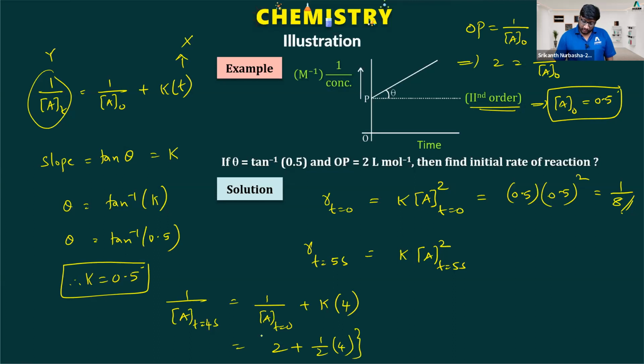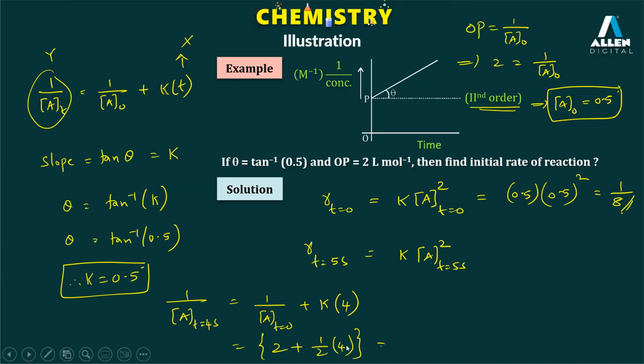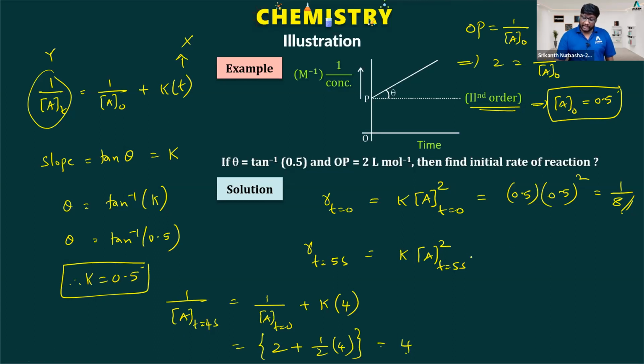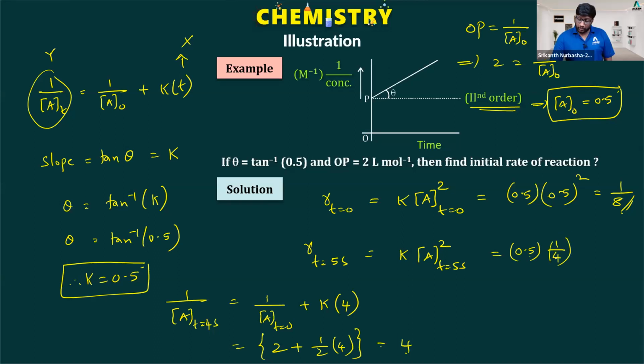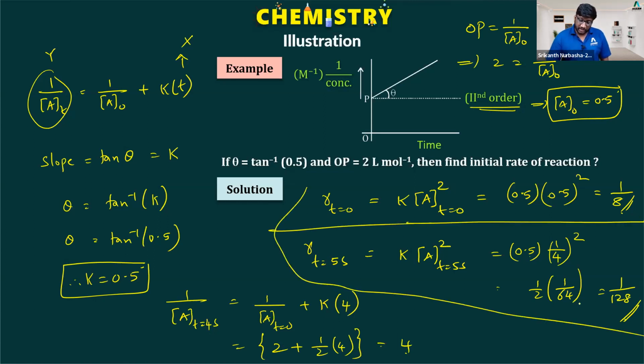So how much is that? 1 by 80 is equal to 4. What is 80? We need 80, right? So 0.5 is K, 0.25. I can write 1 by 4 whole square. So 1 by 2 into 1 by 64, that is 1 by 128. So rate of reaction at time t equal to 0 is 1 by 8. Rate of reaction at time t equal to 5 seconds is 1 by 128. Is that clear or not?